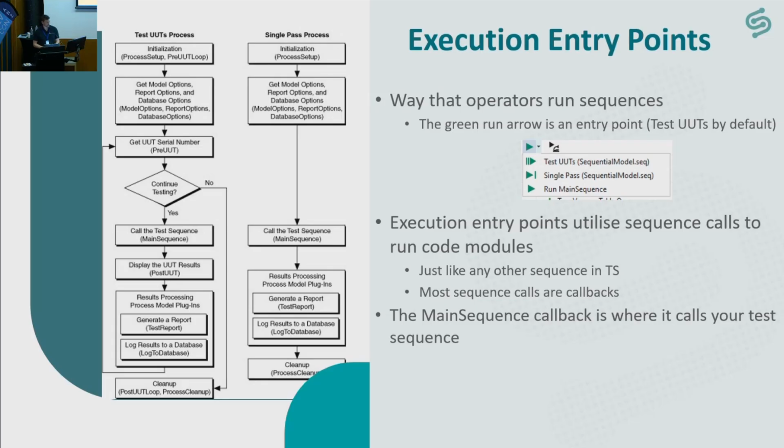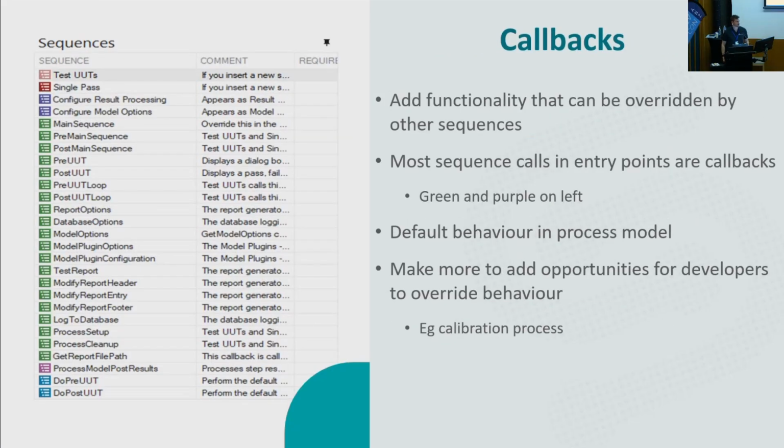So with the callbacks, there's a number of different callbacks that you can do. The green ones on the left-hand side here are process model callbacks. So they live in the process model, and they're the things that you might want to add into or change the default behavior potentially, or allow developers to change behavior of your process.